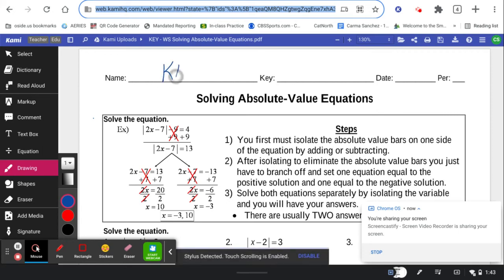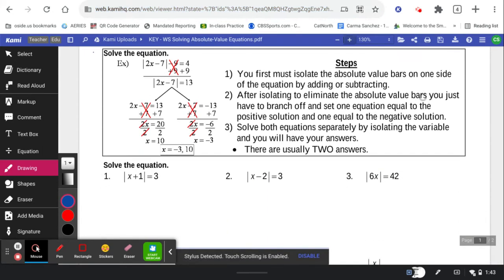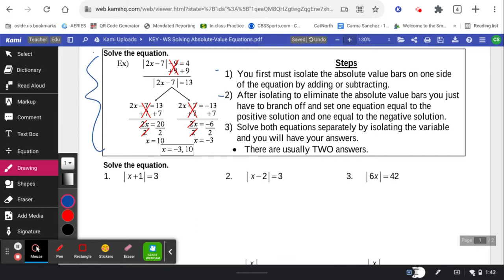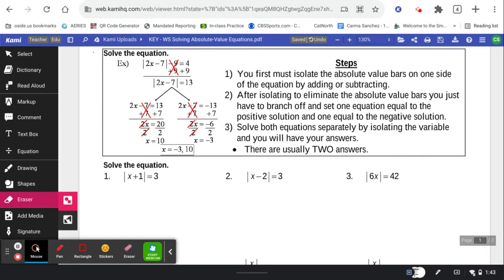All right, let's take a look at these absolute value equations and see how you're doing on solving them. Here's some notes that if you need to reference the steps of how to do it, feel free to pause and read through those and make sure you understand all the steps.